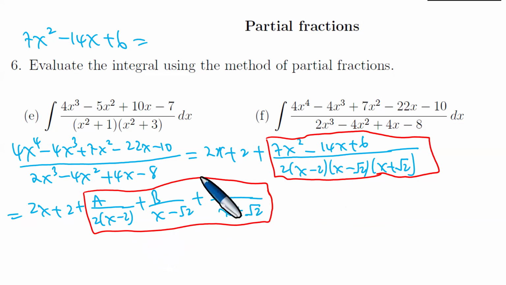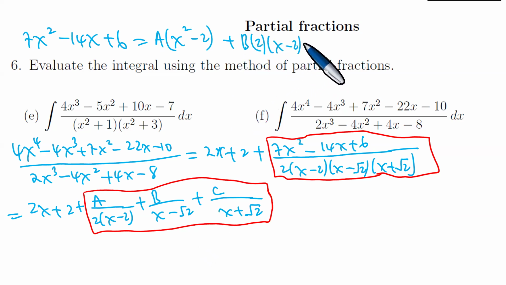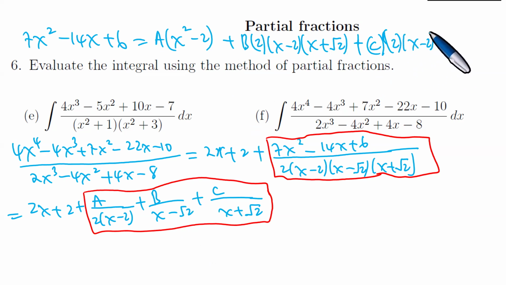Now if you deal with this, then you multiply by the LCD. It's going to be A into... you multiply, so this A, this x minus 2 with the 2 is going to cancel. Then you're going to be left with this and that, which is x squared minus 2, plus b. You would have 2x minus 2, x minus 2, and then x minus the square root of 2. Just exactly this way.